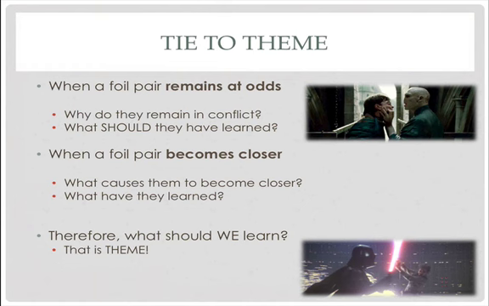When we have that example of a foil pair who becomes closer, meaning that they start off very black and white, very at odds, very clashing, but that throughout the course of the text, they become a little bit more friendly toward each other, they become a little bit more similar in nature, perhaps even taking on qualities of the other character. What causes them to become closer? What do they learn, not only about themselves, but about their foil pair? And therefore, if they do learn something, we are supposed to learn something. And whatever we're learning, that is theme.